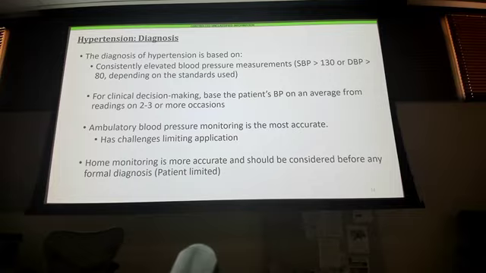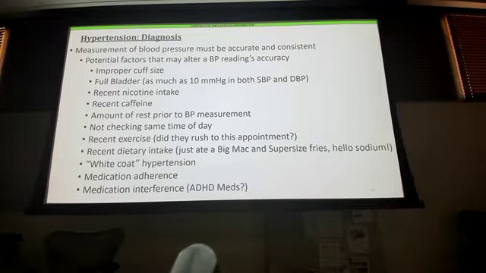So we talked about in order to diagnose it, you have to have at least 2 or 3 abnormal blood pressures that meet the definition of whatever society of hypertension you follow. With ACC-AHA, we say that 2 to 3, where the systolic is greater than 130 or diastolic is greater than 80. The reason we have to have that 2 to 3 is there's so many different things that can cause a false elevation in their blood pressure.